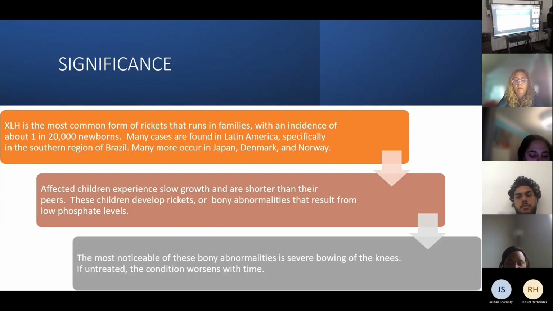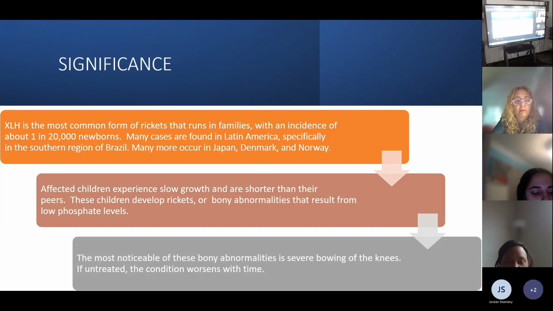Affected children experience slow growth and are shorter than their peers. These children develop rickets or bony abnormalities that result from the low phosphate levels. The most noticeable of these bony abnormalities is severe bowing of the knees. If untreated, the condition worsens in time.